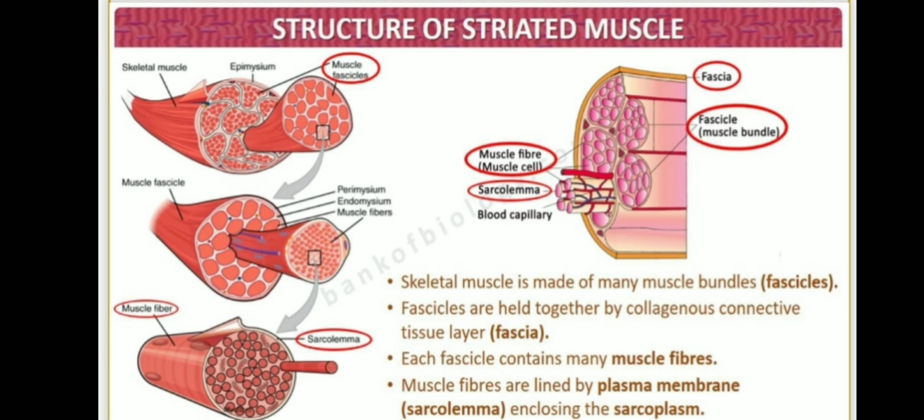Skeletal muscle is made up of many bundles, which are known as fascicles. Fascicles are held together by a collagenous connective tissue layer known as fascia. Each fascicle contains many muscle fibers. Muscle fibers are lined by the plasma membrane known as sarcolemma, enclosing the sarcoplasm.